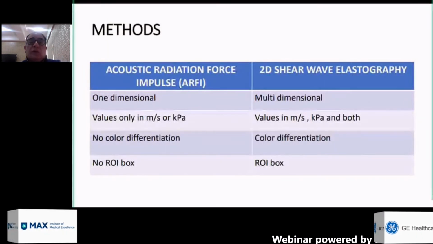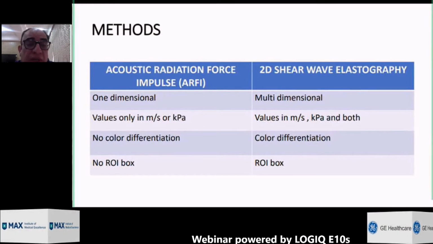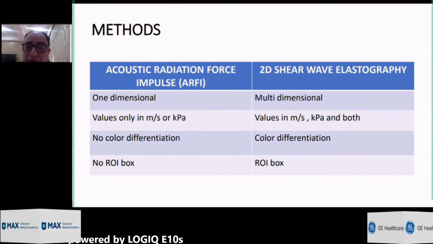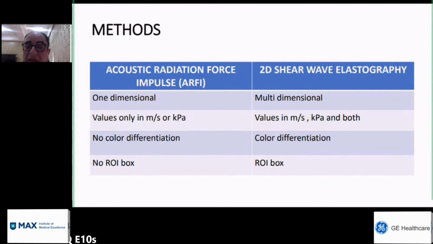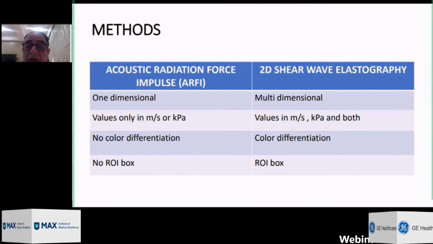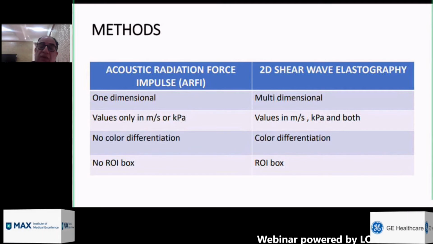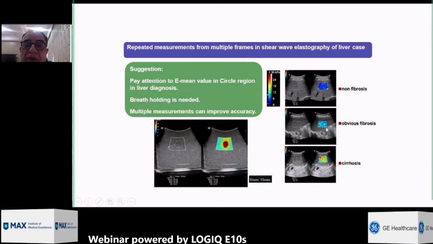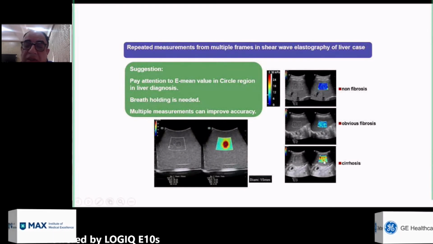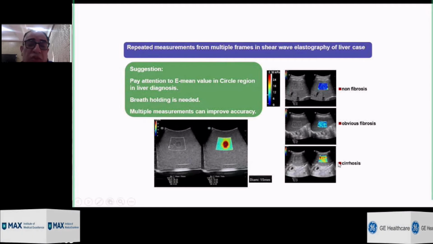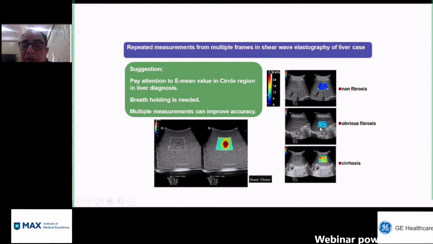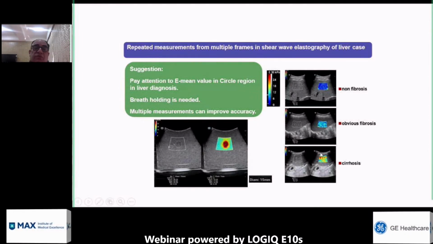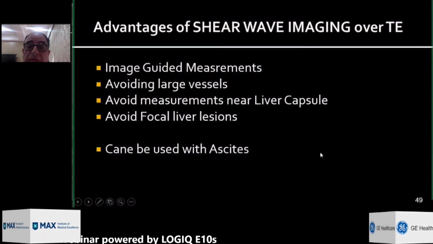So I'm not going to go into that. Now, we started with RFE, that is point shear wave, and today we have 2D shear wave elastography, which is multi-dimensional. It gives us values both in meters per second and kPa, and it also allows color differentiation. So in the box, if you see color differentiation, immediately you know you're dealing with no fibrosis, a little bit of fibrosis, and when you have multiple scattered red spots, you know that this liver is extremely inhomogeneous. So something which is not easily appreciable to the eye is quickly caught on when you're doing shear wave elastography, and that's really an important advantage.